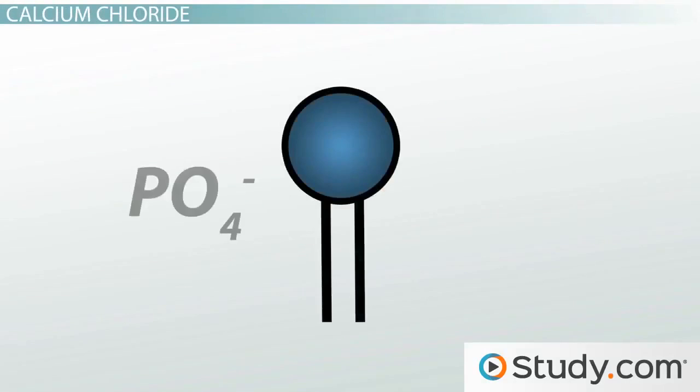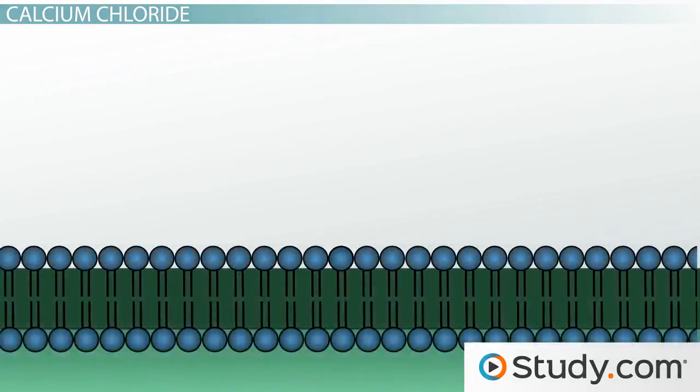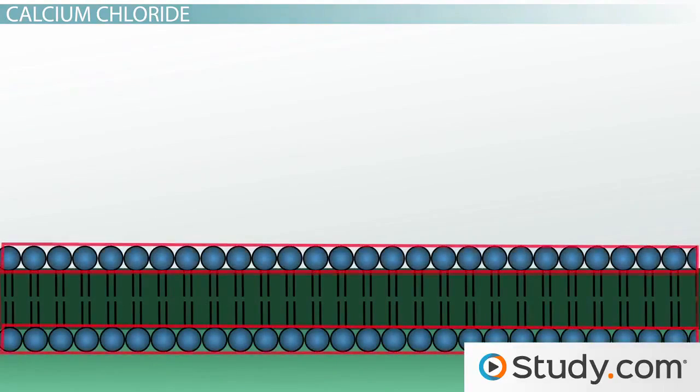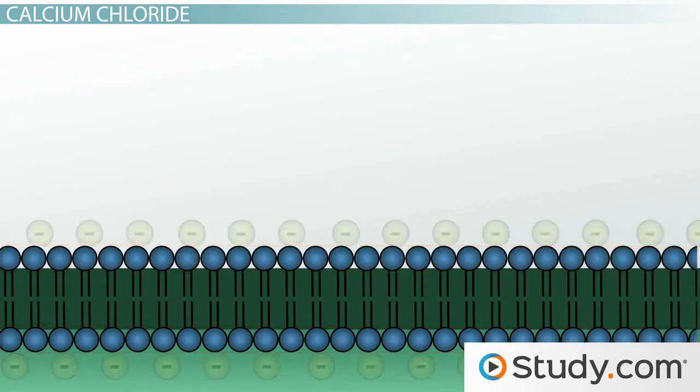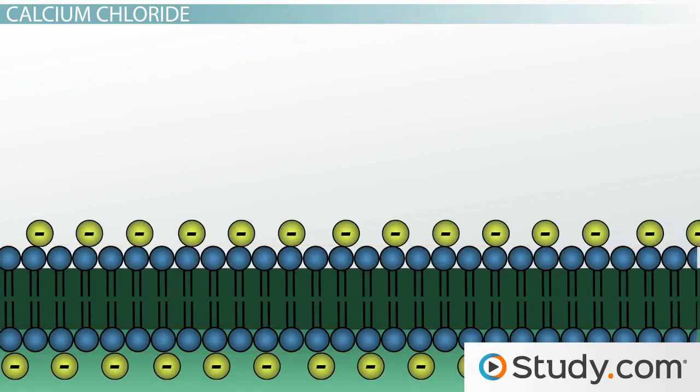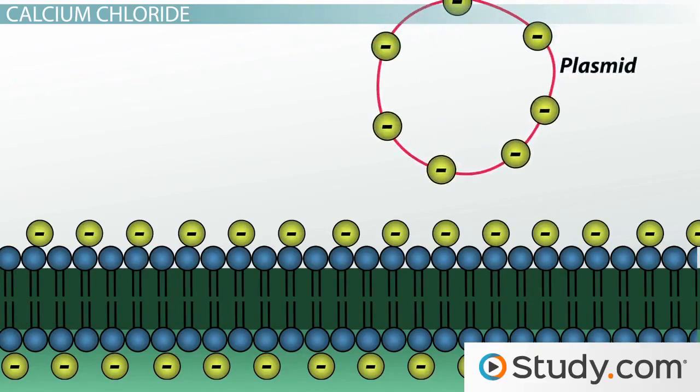Recall that a cell is surrounded by a cell membrane composed of phospholipid molecules. The phospholipids are organized into a lipid bilayer in which the hydrophobic tails point inward and the hydrophilic heads point outward. Since the hydrophilic head possesses an electronegative phosphate group, the outside of the bacterial membrane is negatively charged. We have also learned that DNA is charged. The phosphate group in DNA molecules gives DNA a negative charge as well.